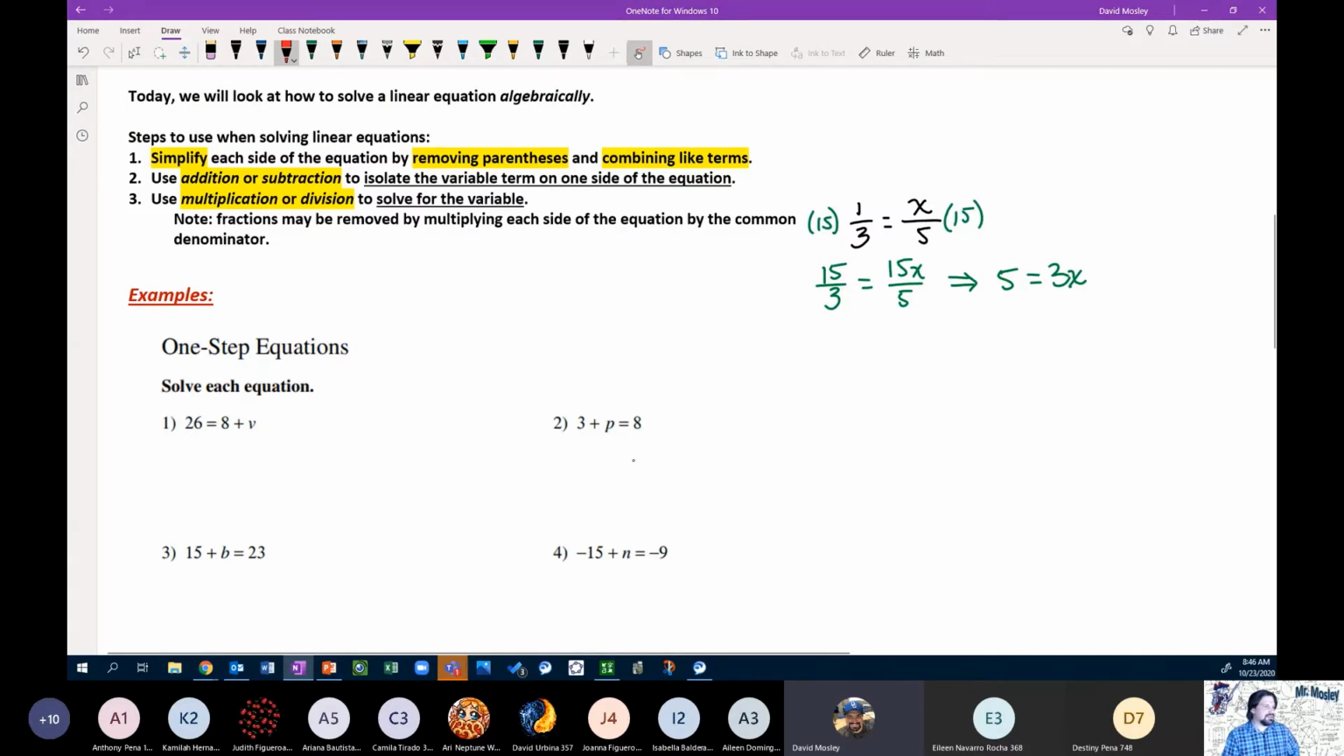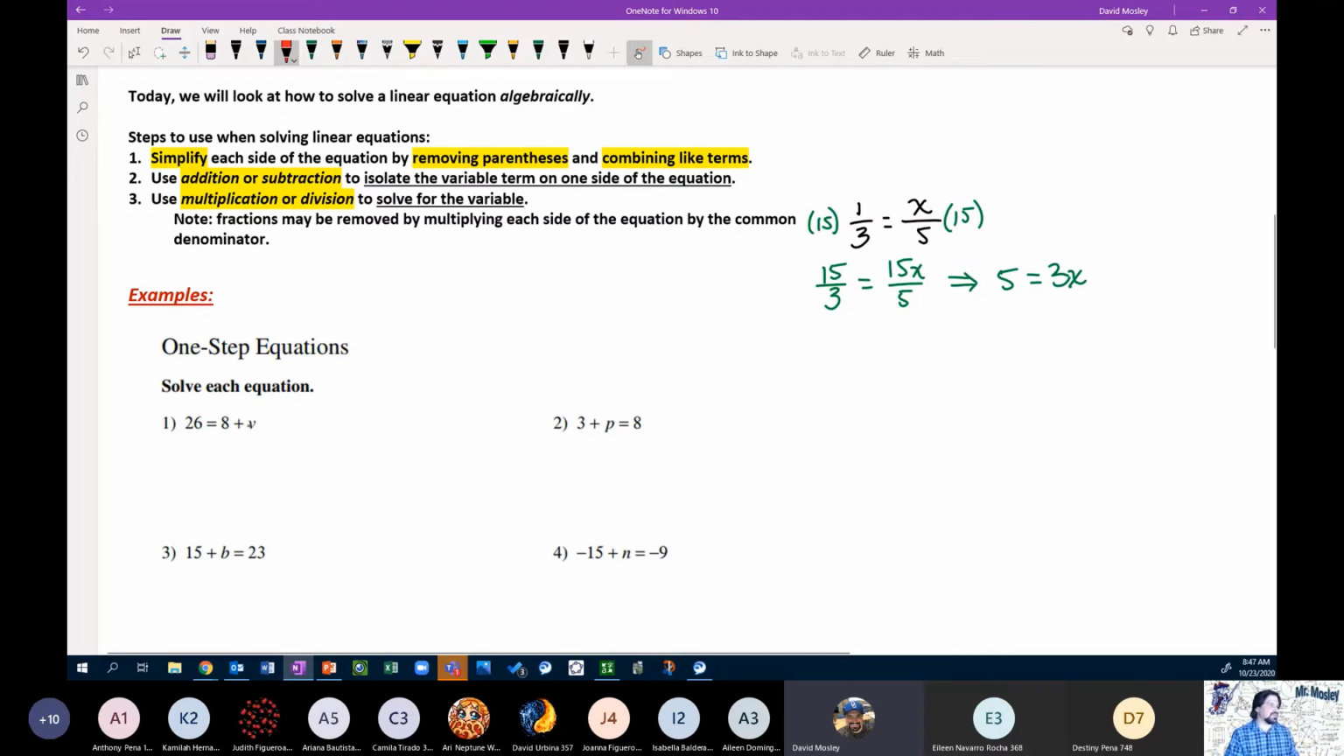All right, and again, notice that we have V, we have P, we have B, we have N. You don't have to use X. There's no rule saying X must always be your variable. You can use any letter you want. The only letters I typically would not use are E and I, because those are actually numbers in mathematics, similar to pi. So you don't want to use those as variables because they have special meaning within mathematics. Any other letter though, totally fine.